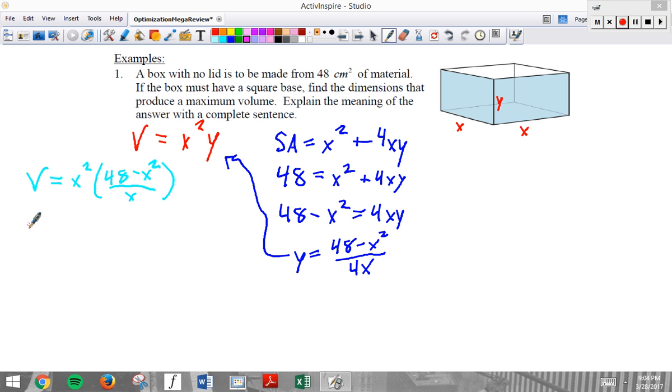Now I want to make a quick domain check. The domain of this function, before I simplify, that's the key, x can't be 0. And if I really think about it, not only can x not be 0, x should be greater than 0. Why? Because it's a box and it can't have negative side length. So this depends on context.